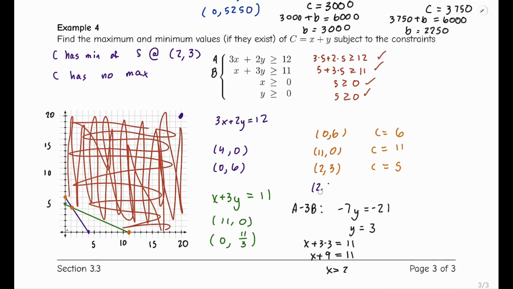So (20, 20). Well, 20 plus 20 is 40. So I see that's much larger than all the rest. So that's indicative to me that my plane is on an upward slope instead of a downward slope. So there would be no maximum, but we do get a minimum. And that is it for section 3.3.